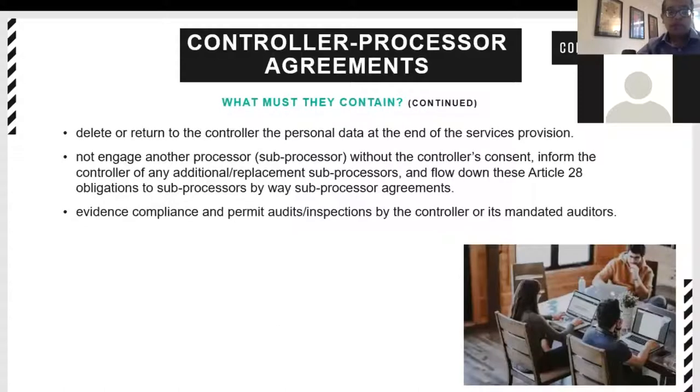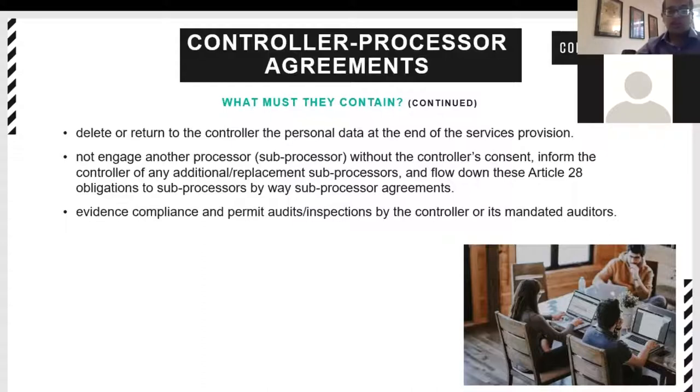The processor also has to delete or return to the controller the personal data at the end of the provision of the services, not engage another processor, which is typically known as a sub-processor, without the controller's prior written consent, and flow down all of these obligations to sub-processors, because under Article 28, processors are basically liable to the controller for anything that their sub-processors do or don't do. The clauses also require you to have a clause that requires the processor to evidence compliance with everything I've just said. So for example, by providing details to the controller of the security measures the processor has in place, or its policies regarding retention of data and copies of sub-processor agreements. And the processor has to permit audits and inspections by the controller or the controller's mandated auditors.